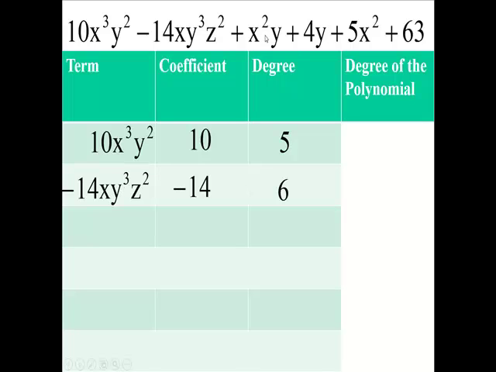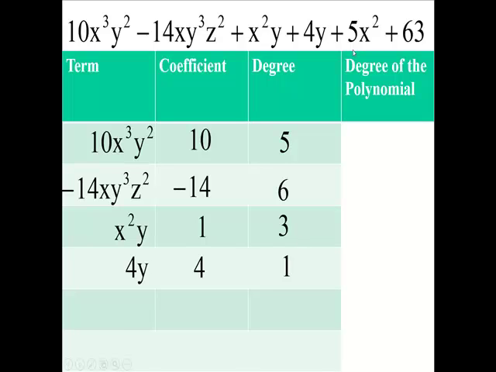The next term is this one, x squared y. There is a number 1 in front of this term, so 1 is the coefficient, and I have 2 x's and 1 y, so I have 3 letters. Okay, next term, 4y. 4 is the coefficient, and I have 1 letter.